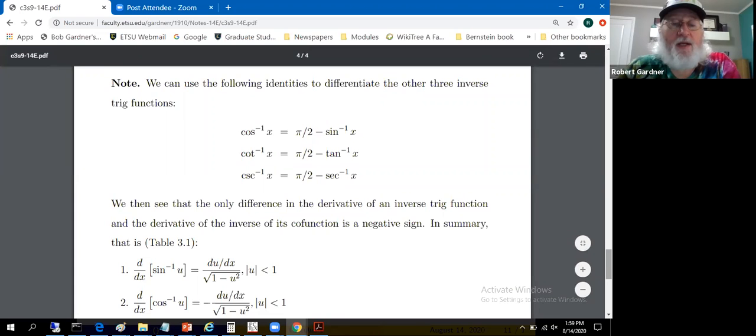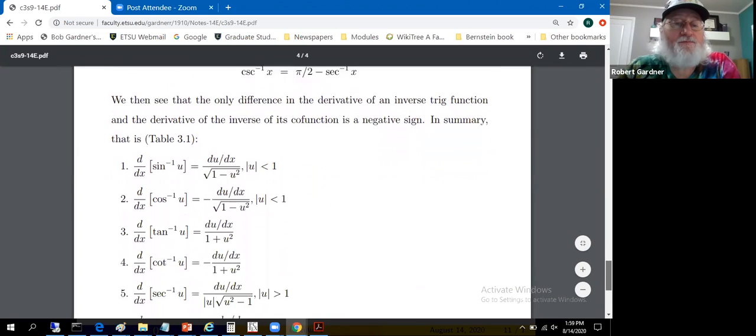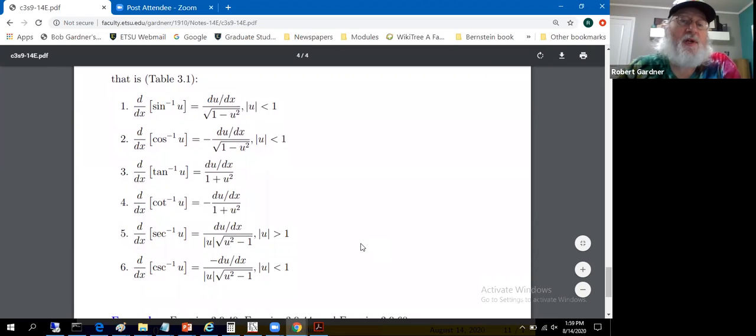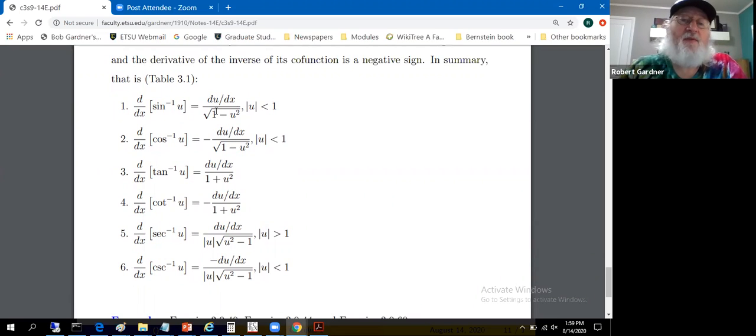So if we want to differentiate, here's all six of them. If we want to differentiate cosine inverse, we'll just take the derivative of sine inverse with a negative up front. Same thing with cotangent inverse. Its derivative is the same as the derivative of tangent inverse, but there's a negative out front. Secant inverse, cosecant inverse, same thing. Negative out front of the cosecant inverse.